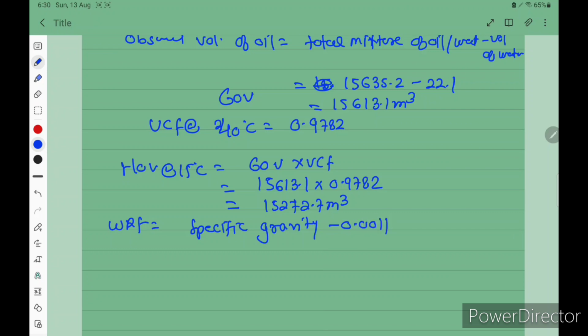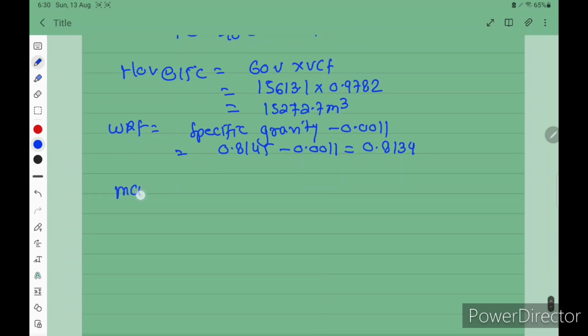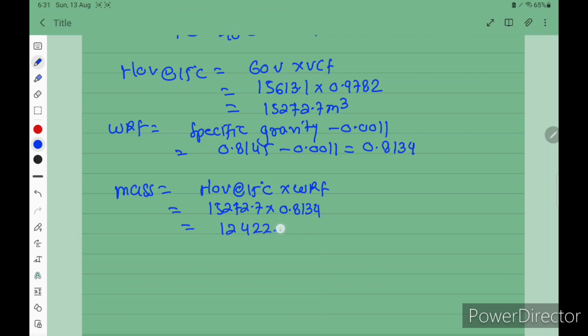Now weight reduction factor is equal to specific gravity minus 0.0011. So given in the question 0.8145 minus 0.0011 is equal to 0.8134. Mass is equal to net observed volume at 15 degrees centigrade into weight reduction factor. So therefore 15272.7 into 0.8134. So we get the mass 12422.8 tons, or you can say quantity of oil at 15 degrees centigrade.